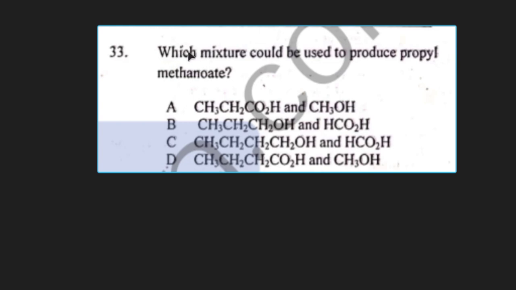Question 33. Which mixture could be used to produce propyl methanoate? So propyl methanoate is an ester, and it is produced by a process called esterification. So when an alcohol reacts with a carboxylic acid in the presence of sulfuric acid, it gives rise to an ester. So let's see the equation.